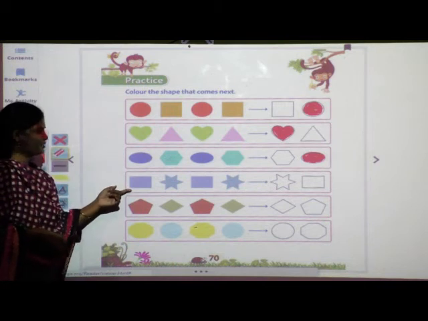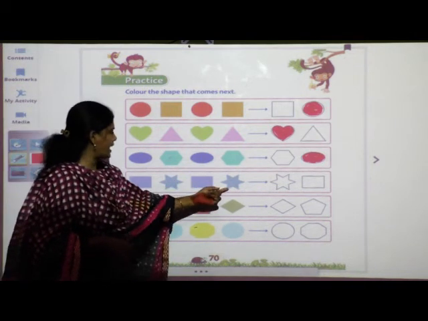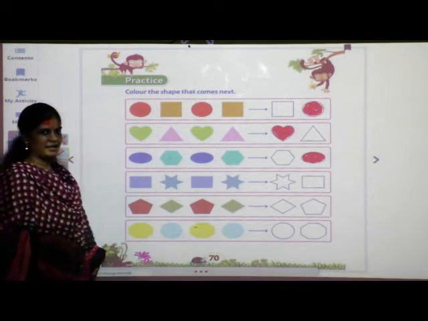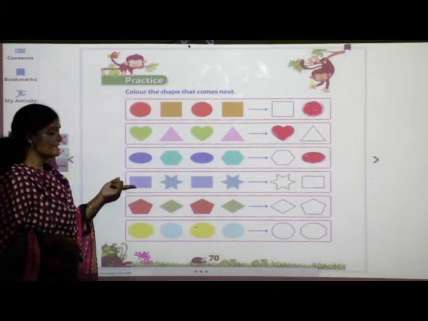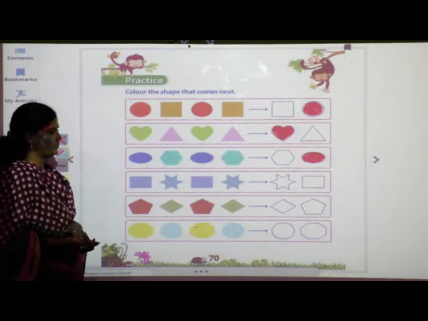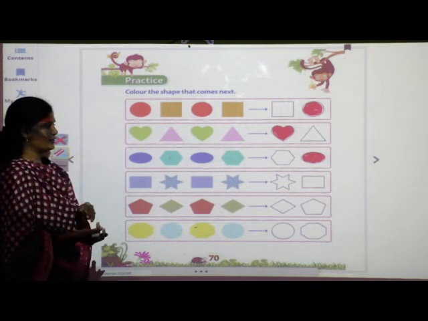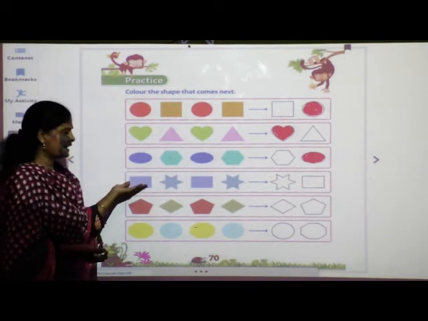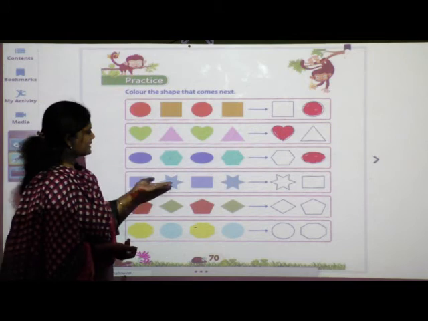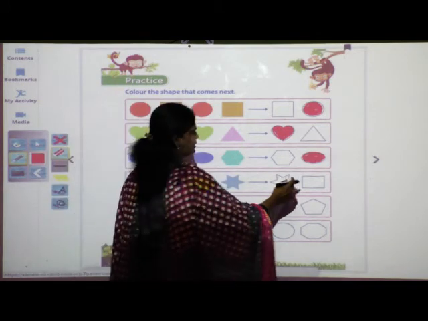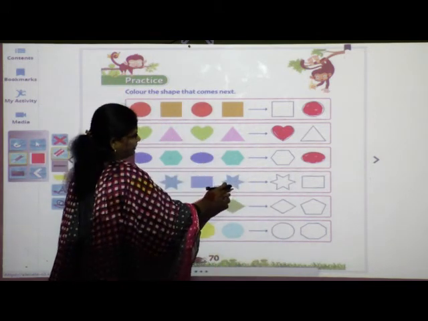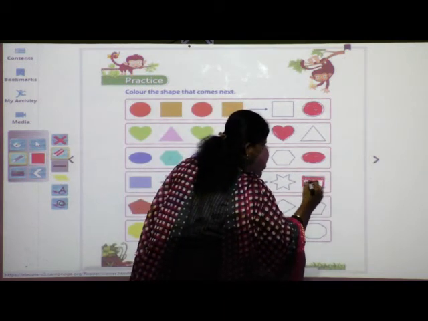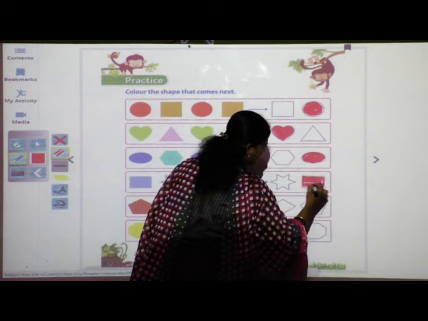Now next, triangle, star. So here triangle will come. Yes, it is triangle? No, it is rectangle. Yes, very good. I was telling and you were listening, but it was not a triangle, it is a rectangle. So rectangle, star. So after star the rectangle shape will come. So we have to color this rectangle. Okay.